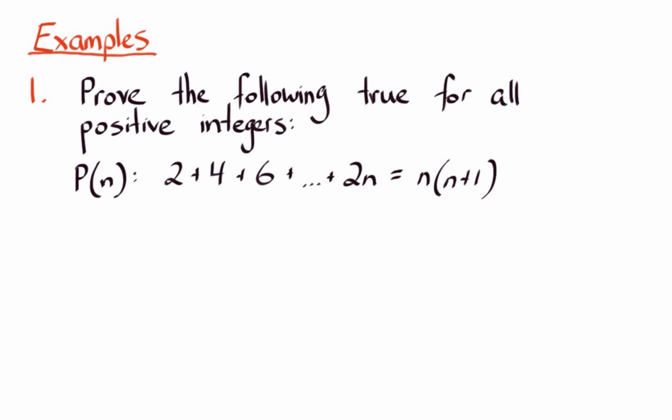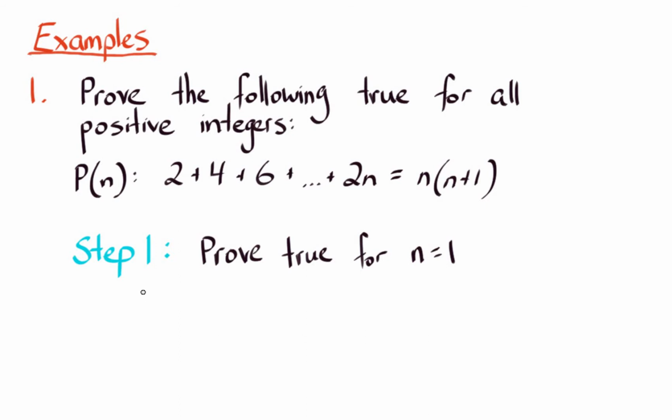So step 1, prove true for n=1, which is the smallest value of n in this particular case. So that means our left hand side series is not going to be very long. In fact, it's just going to be one term, the very first term. 2 lots of n or 2 lots of 1 is just 2. And what about the right hand side?